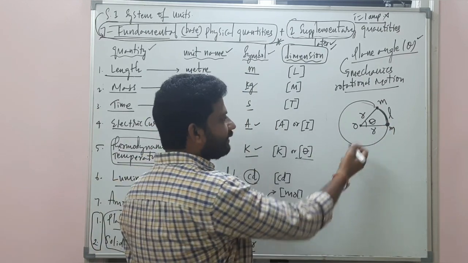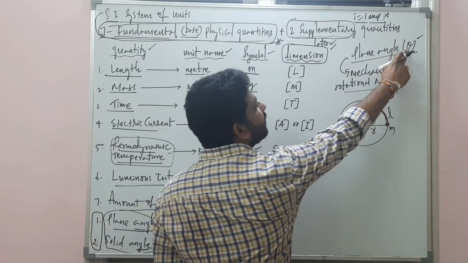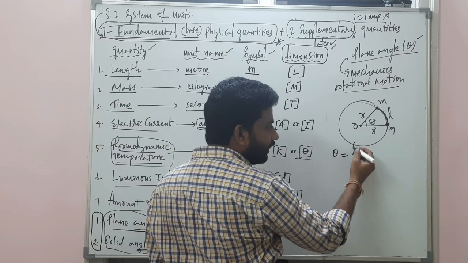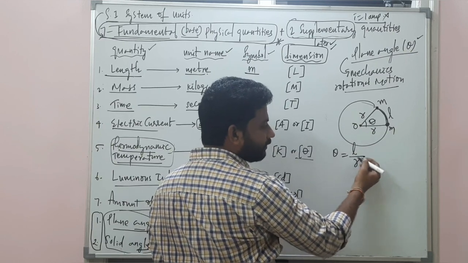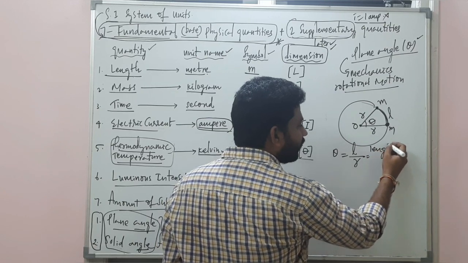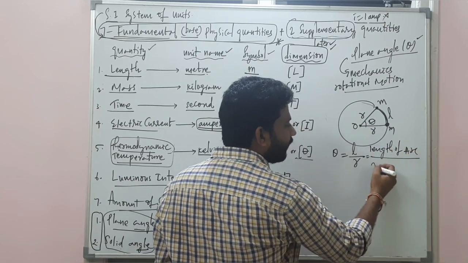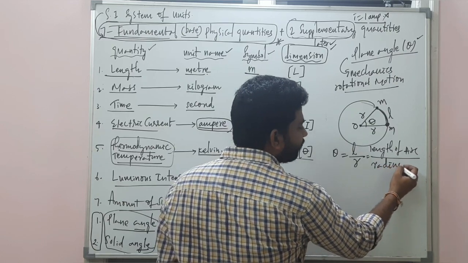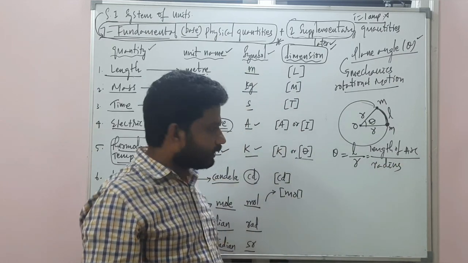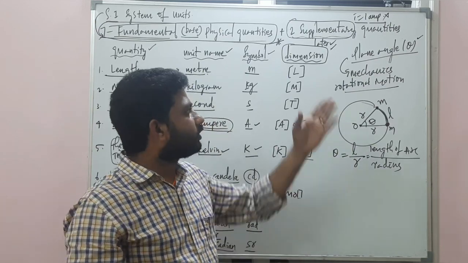Okay. And there is a formula for the plane angle. Plane angle theta is equal to length of the arc divided by radius of the circle. Right? So what is that? Length of the arc divided by radius of the circle. That's it. Length of the arc by radius of the circle. That's called the plane angle.